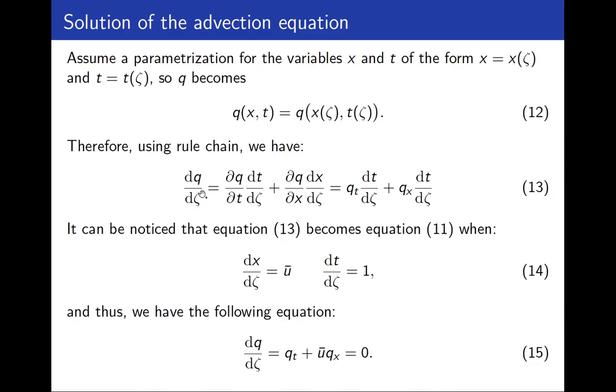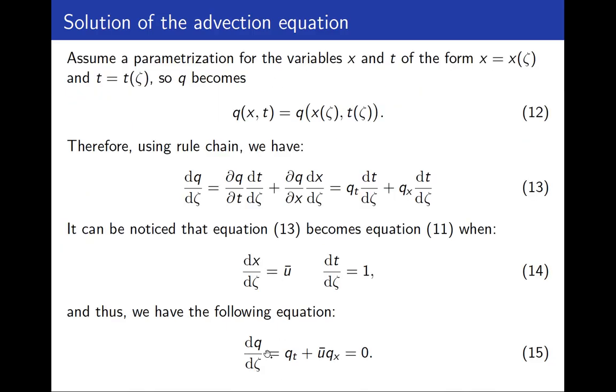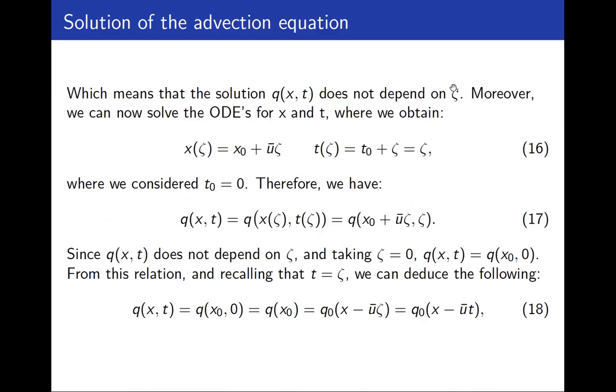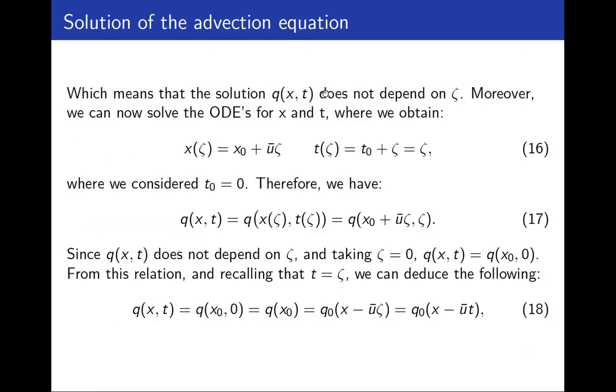The derivative of q with respect to this parameter is equal to this equation, and we know that from equation 11, this equation is equal to 0. So what is the meaning of this? It means that the solution q will not depend on this parameter. And knowing that, we can now solve the ODEs, the ones from equation 14. We solve these equations for x and t, which can be easily solved. You just need to consider the initial conditions.